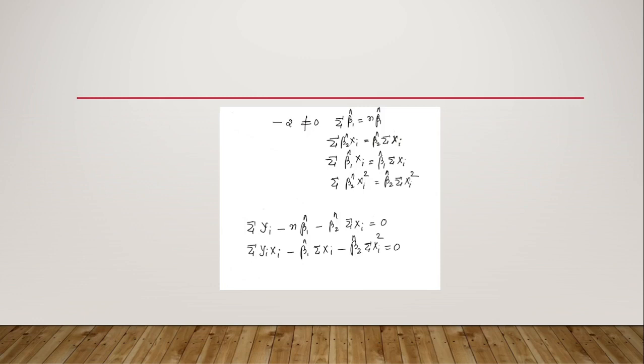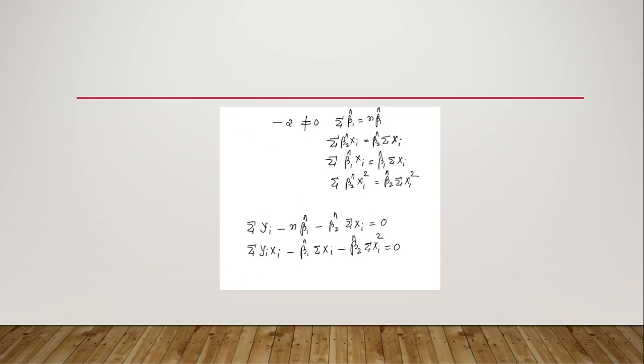Similarly, we have terms like sigma beta 2 hat xi. So beta 2 hat is a constant. We are taking that outside the summation. So that can be written as beta 2 hat into sigma xi. Similarly, sigma beta 1 hat xi can be written as beta 1 hat into sigma xi. Sigma beta 2 hat into xi square can be written as beta 2 hat, again taking the constant outside the summation, beta 2 hat into sigma xi square.